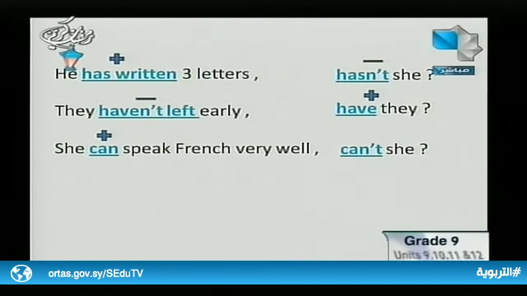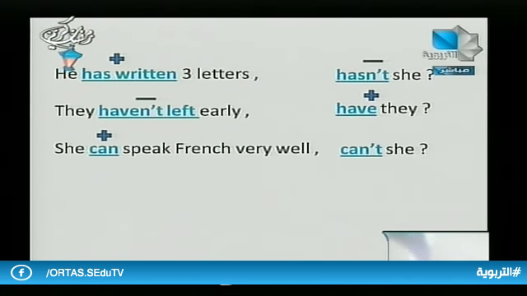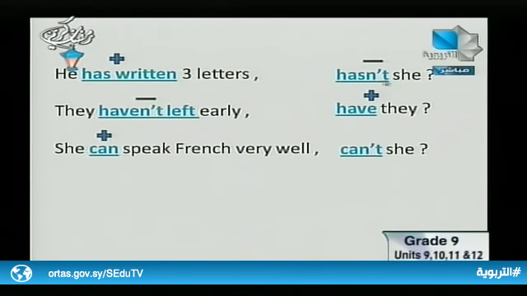In the 3 examples on the last slide, Mr. Mazen noticed a mistake in the question tags. He has written, hasn't, here we have a copying mistake. The subject is he, and here the pronoun in the question tag is she. We should say hasn't he, not she, of course. Yes, there is a copying mistake, thank you very much.